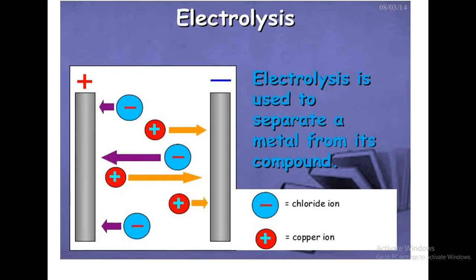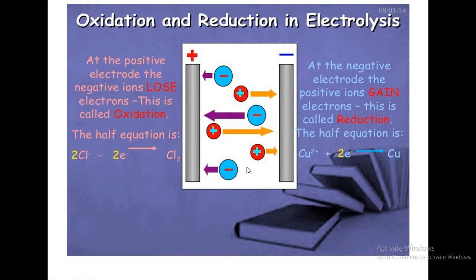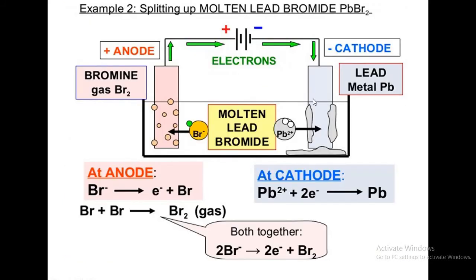So the application of electrolysis is to separate the metal from its compound. Those metals which are high up in the reactivity series form very stable compounds, so they cannot be reduced by using carbon or hydrogen. So they are electrolyzed to separate the metal from its compound. So this is how it's going to work. The last objective is to explain the electrolysis of molten ionic compounds.